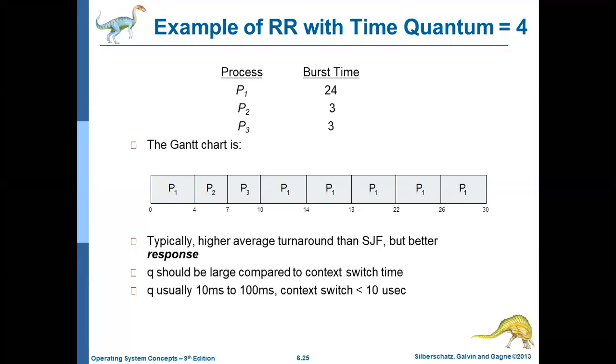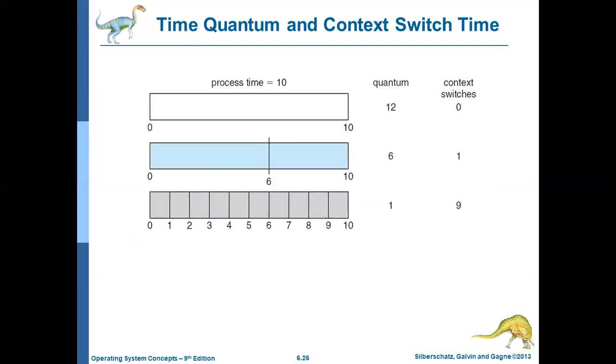These are typically higher average waiting and turnaround times than SJF, but better response, which is why it is widely used in time sharing operating systems like Unix and Linux operating systems.